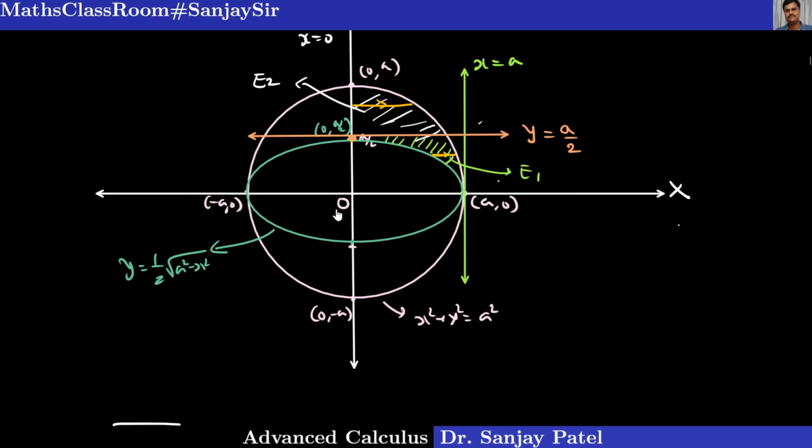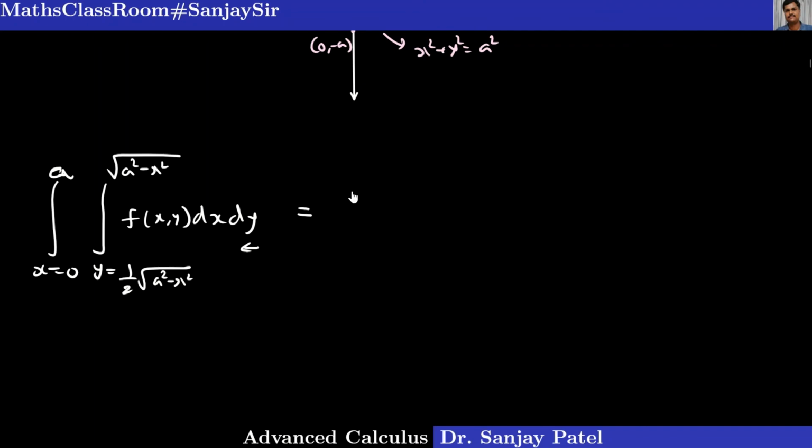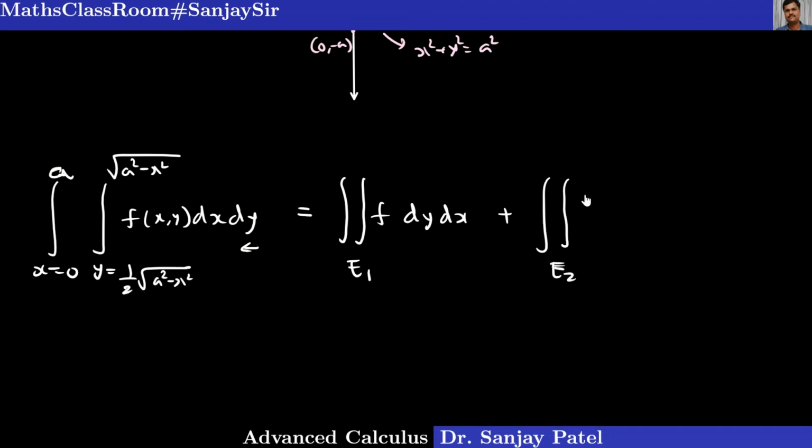So we can write down this given double integral in the new order in this manner. Double integral over the region E1 of f, say dx dy, plus double integral over the region E2 of the function f dx dy, means first integrate with respect to x and then with respect to y. So now we want to write down the limits of integration for these two regular regions E1 and E2.